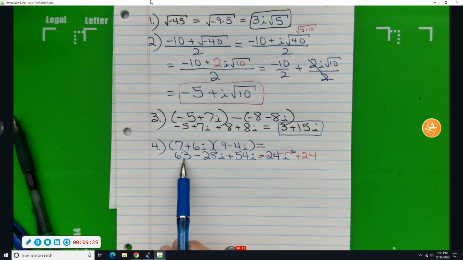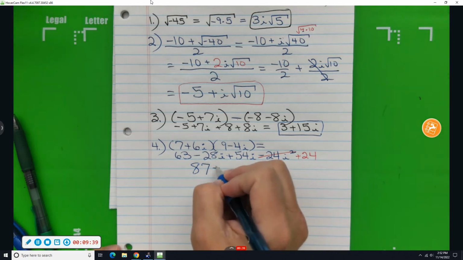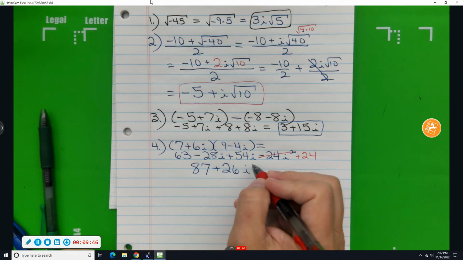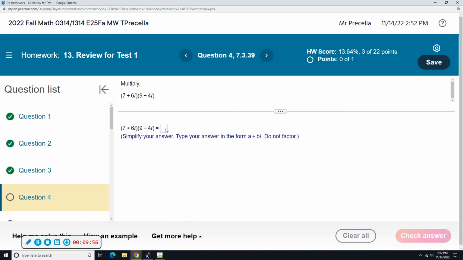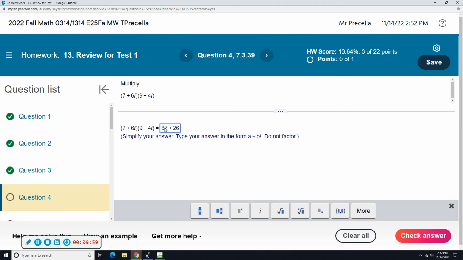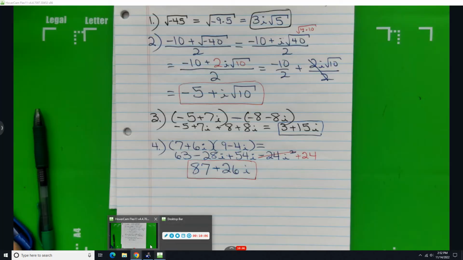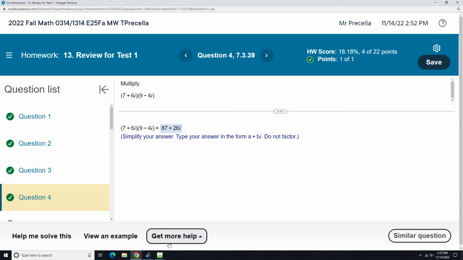Combining the real parts, the terms that don't have i's, 63 plus 24, that's an 87. -28i plus 54i, is that a plus 26i? -28 plus 54, for a final answer of 87 plus 26i. Any questions there? Okay. Number 5.